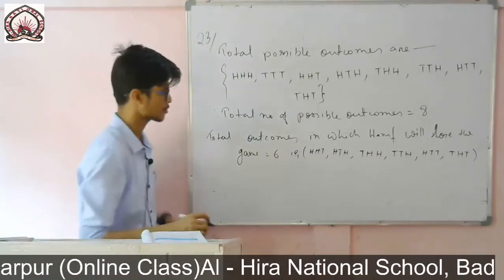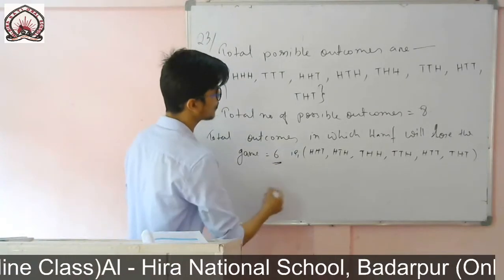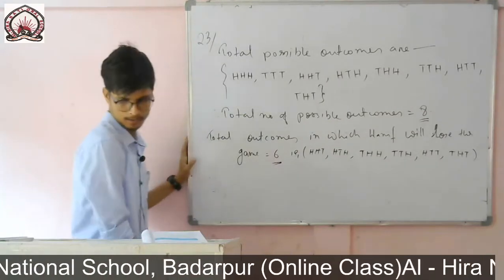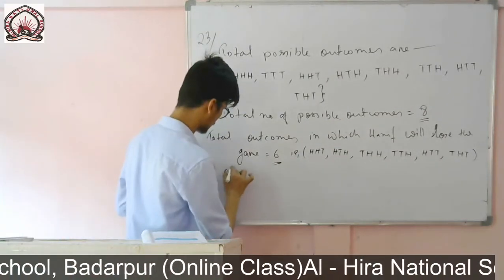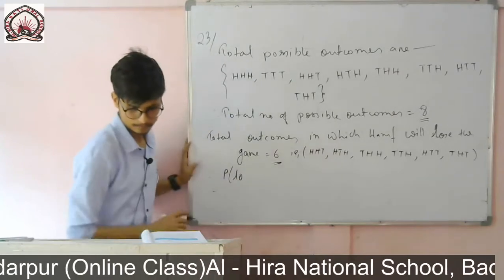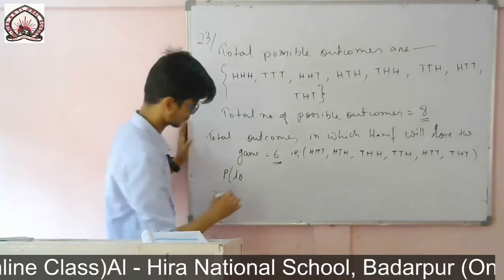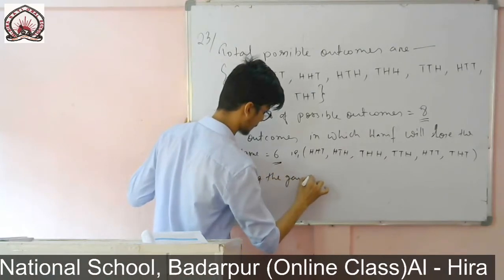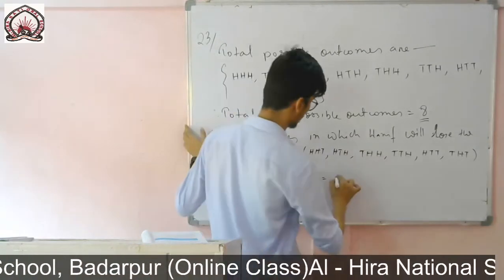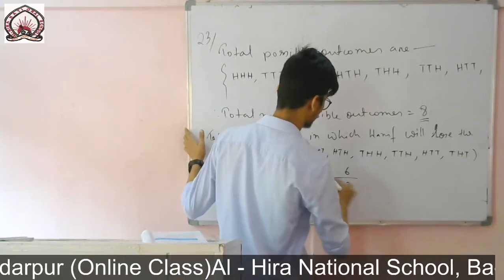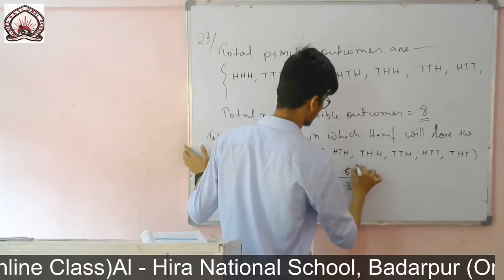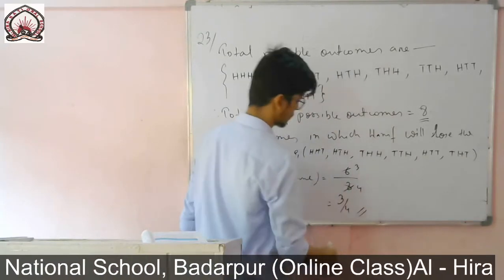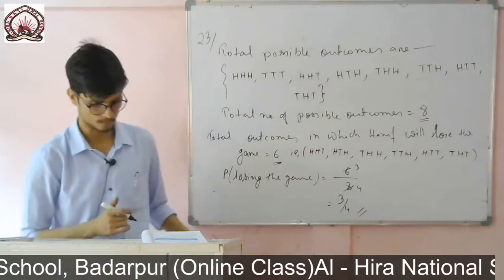So probability of losing we can find. This is the favorable outcome. This is the total possible outcome. So you can write, therefore, probability of losing the game is equal to favorable outcomes divided by total possible outcomes, 6 by 8. 2 3s are 6, 2 4s are 8, so probability is 3 by 4.